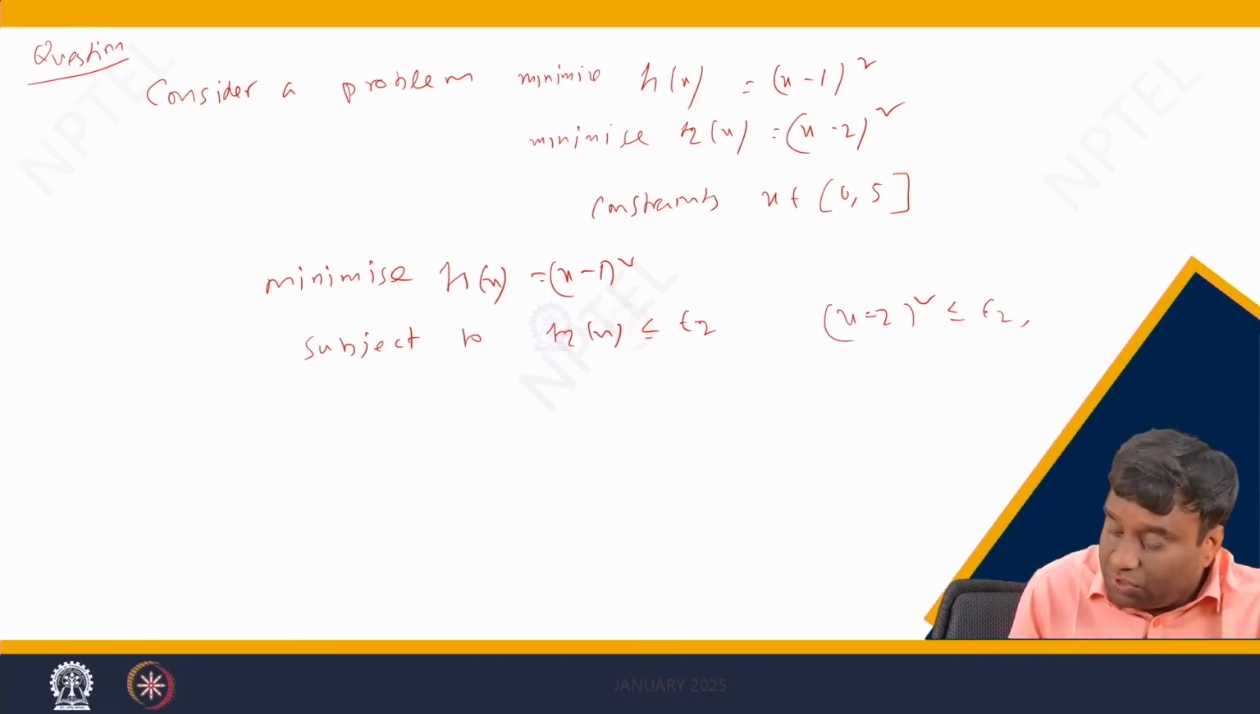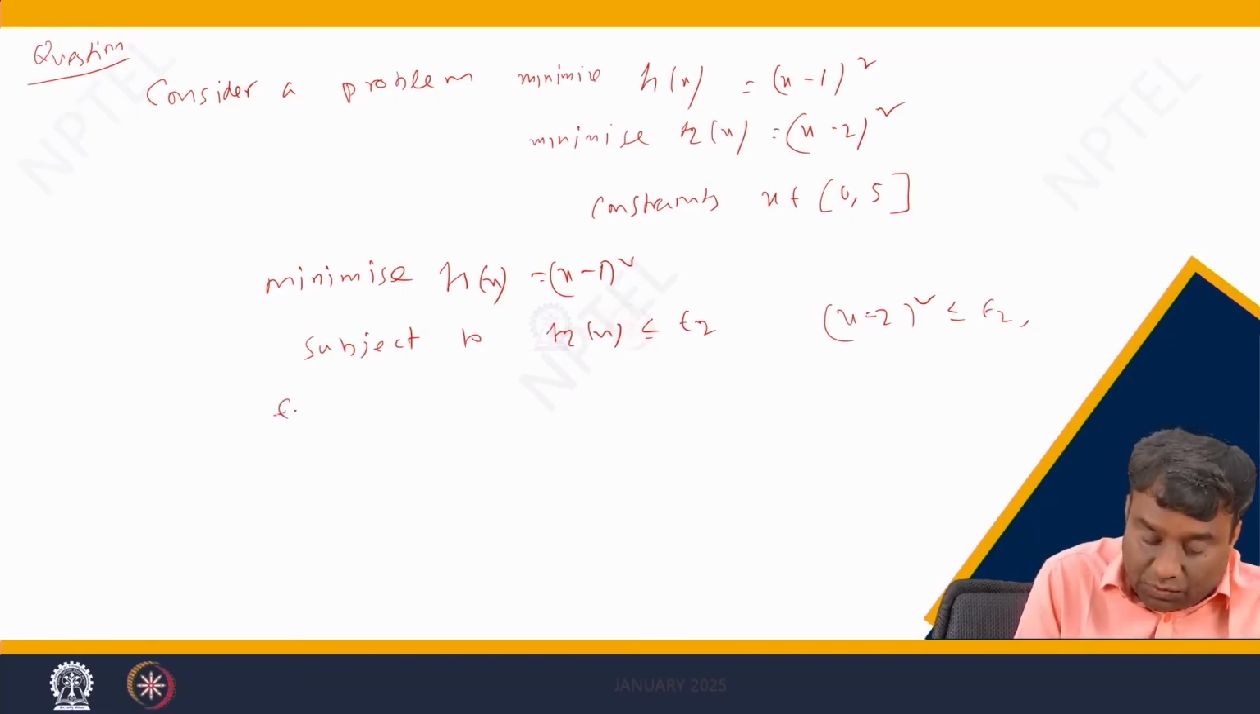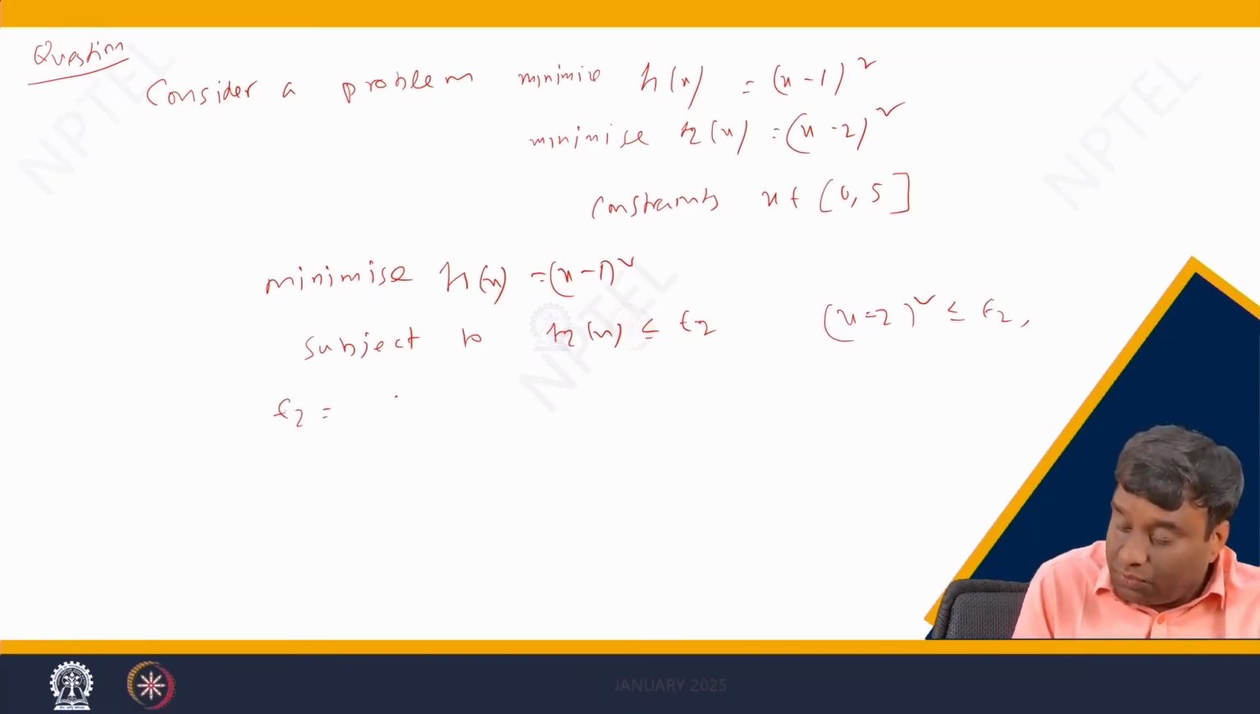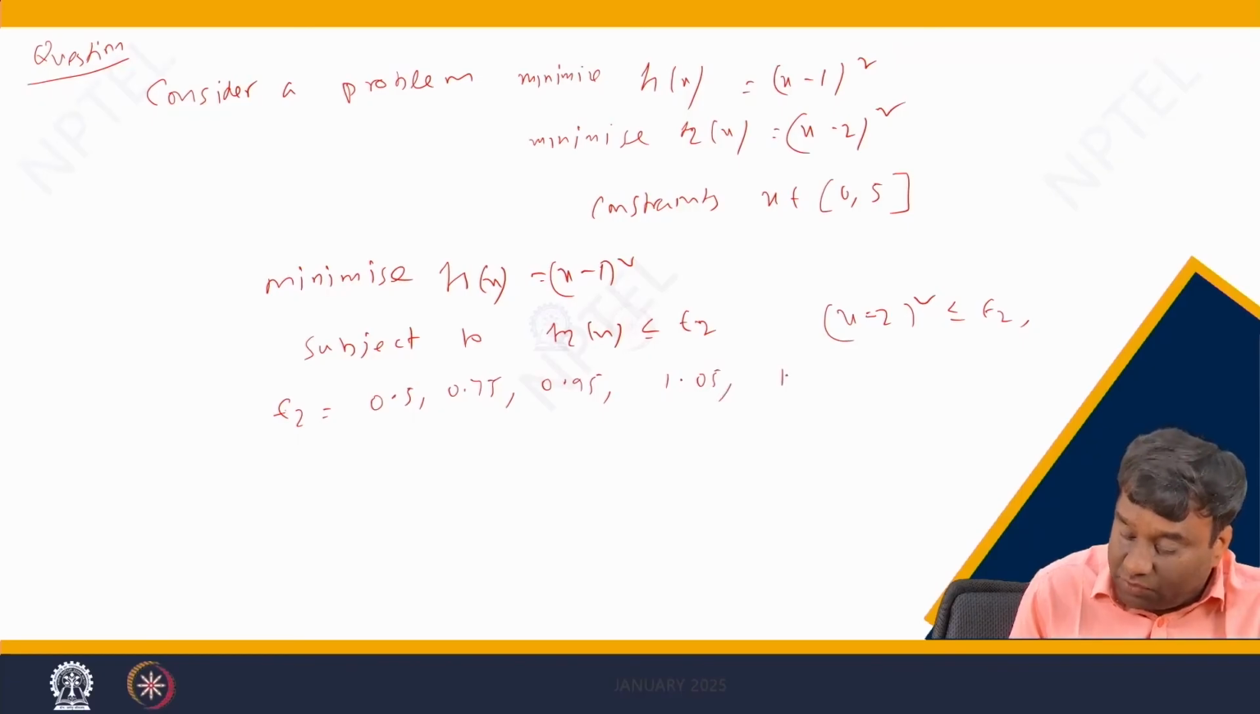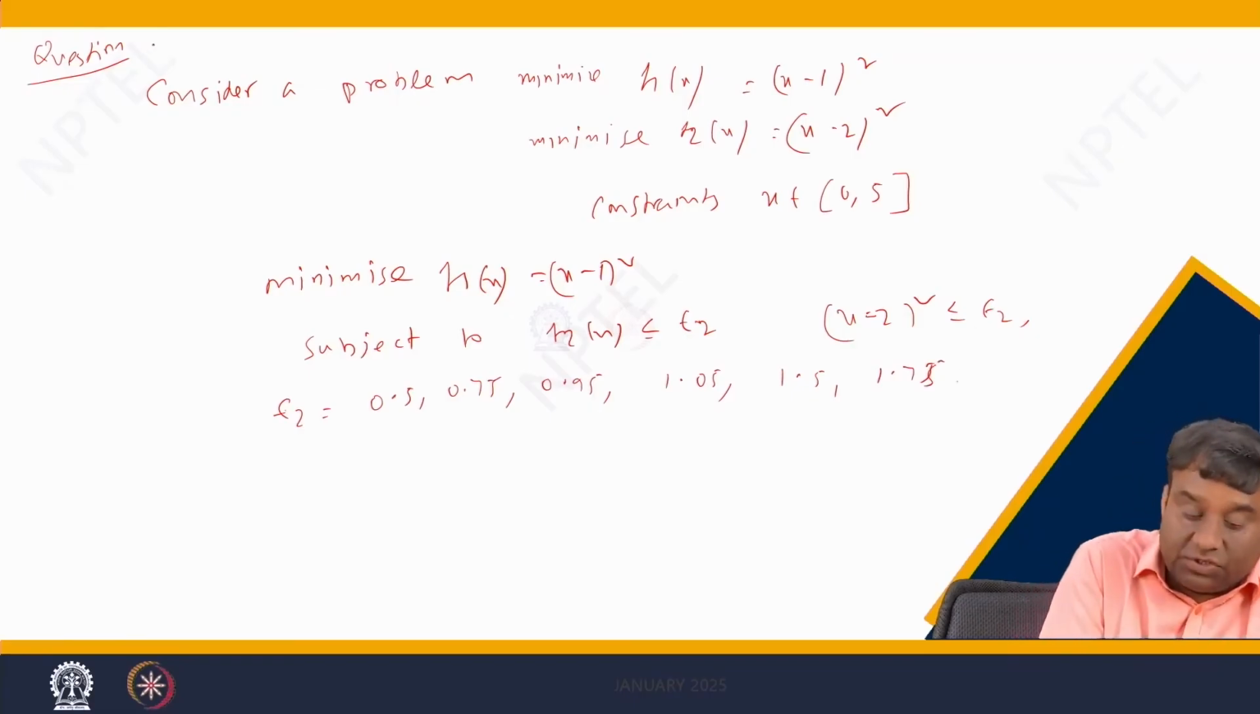So you can assume epsilon 2 equal to 0.5, you can assume 0.75, you can assume 0.95, you can assume 1.05, you can assume 1.5, you can assume 1.75, and this way you can solve this question. So that is question 1.